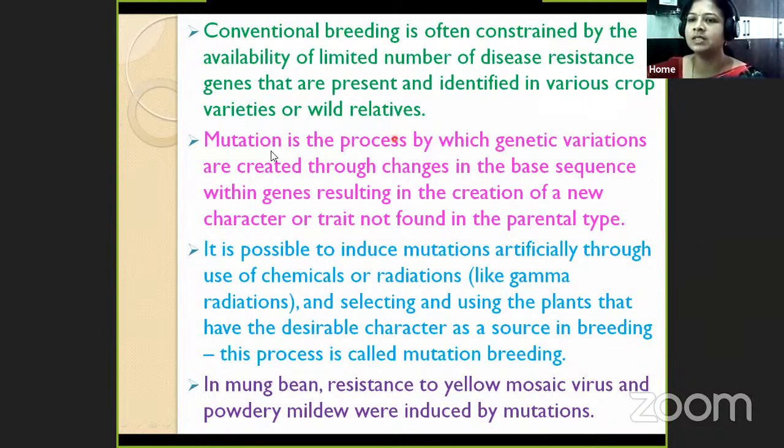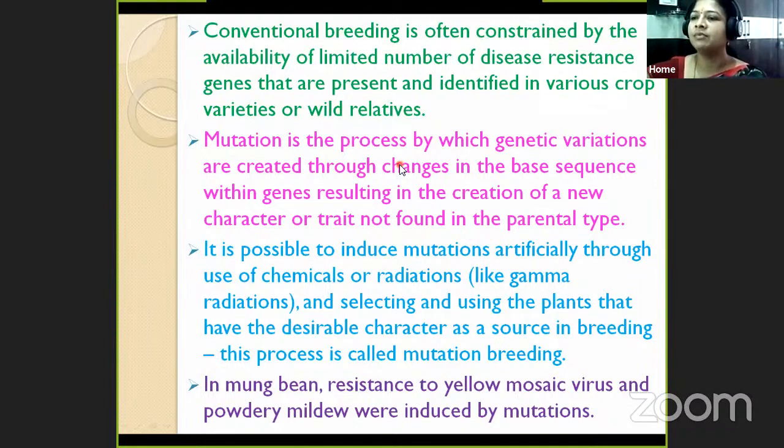Mutation means sudden heritable changes which take place in an individual. Those are called mutations. Mutation was first identified by Hugo de Vries in the Oenothera lamarckiana plant. So mutation is the process by which genetic variations are created through changes in the base sequence within genes, resulting in the creation of a new character or trait not found in the parental type.